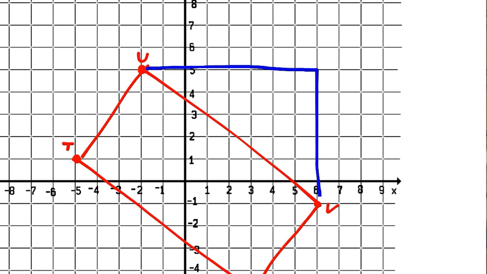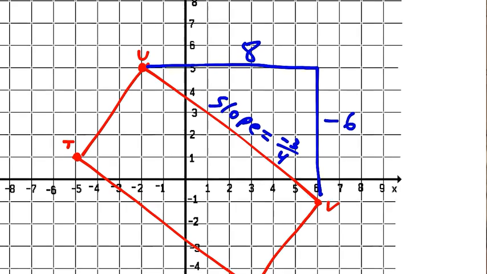I notice that we go over 8 and down 6 over here. And so the slope here equals the rise, -6, over the run, 8. Now, I'm actually going to do something with that. I'm going to simplify that. 6 over 8 is actually equal to -3 over 4. You're going to see why I simplified that in a bit. It's a little bit more work, but it'll pay off in the end.